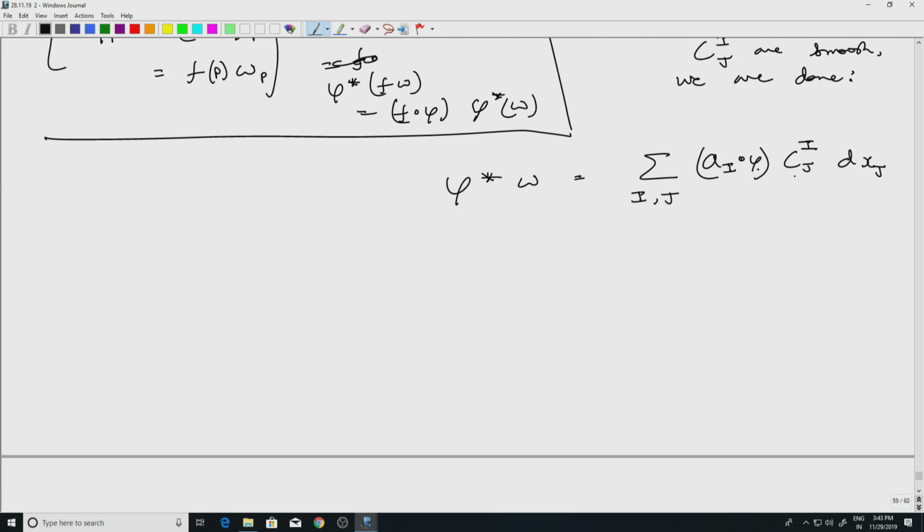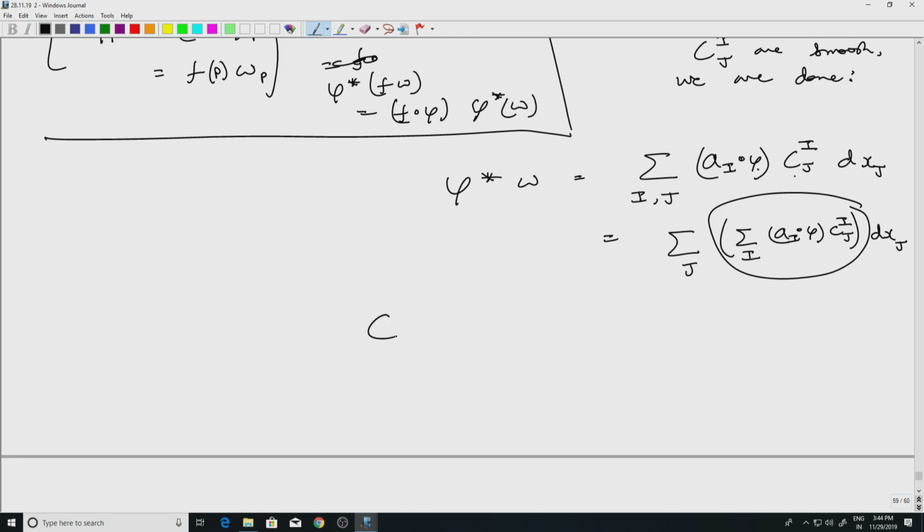Well, actually ideally one should write it as summation over J, then summation over I, a_I composed with phi, c_IJ dx^J. These are the coefficient functions one is interested in, and at any rate one will have to end up showing that the c_IJ have to be smooth.